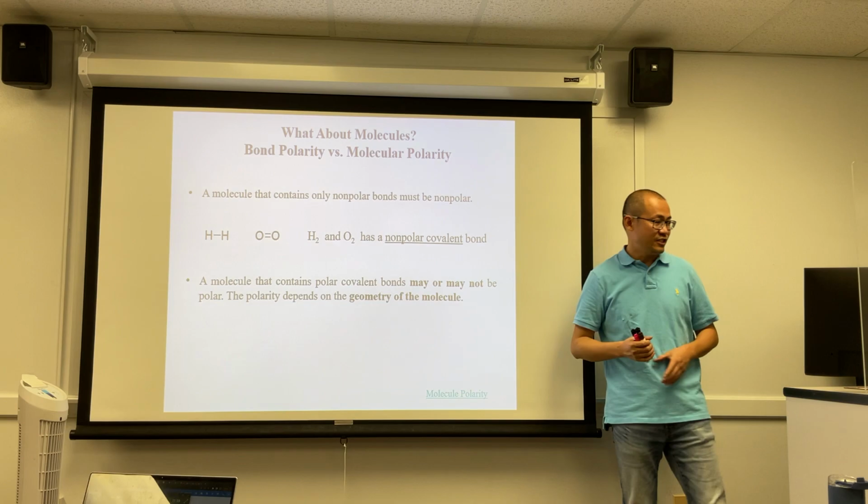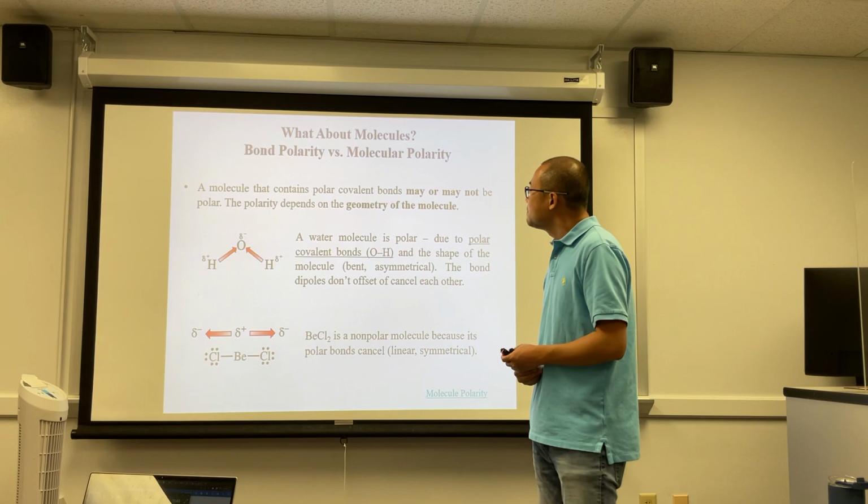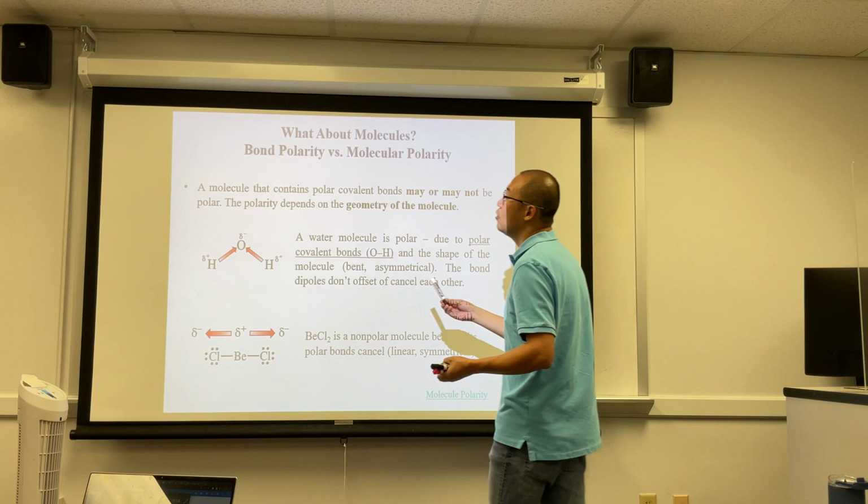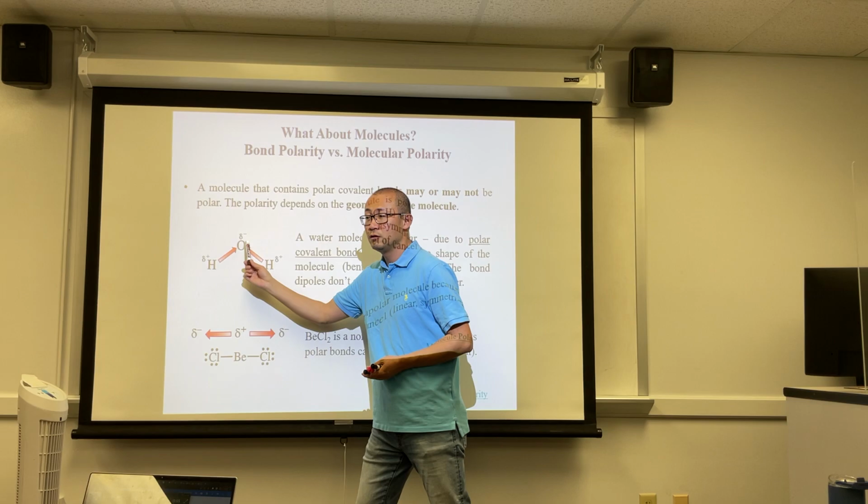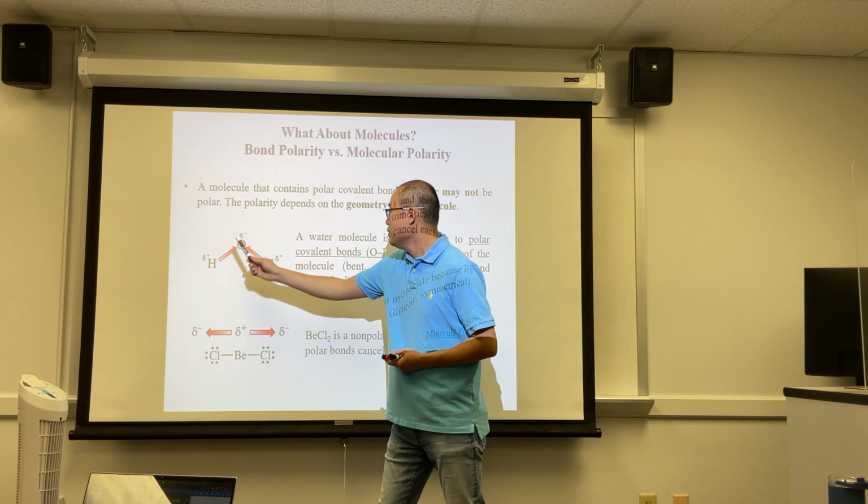Okay, let's take a look at these two examples. The top example is what? Water, right? We know water contains what? The bond is what? Polar. So that means this OH bond is polar. That OH bond is what? Polar. Good, we have two polar bonds.